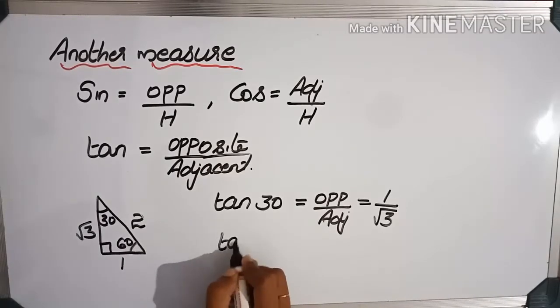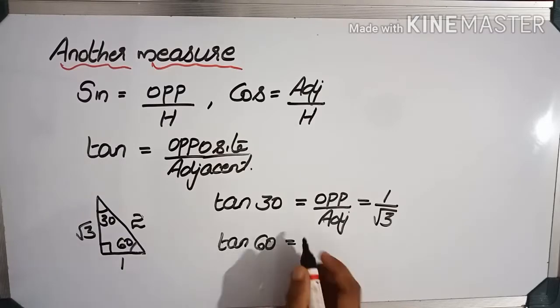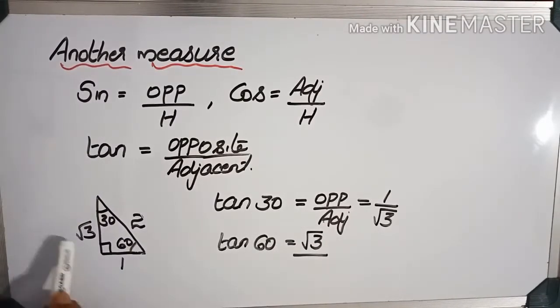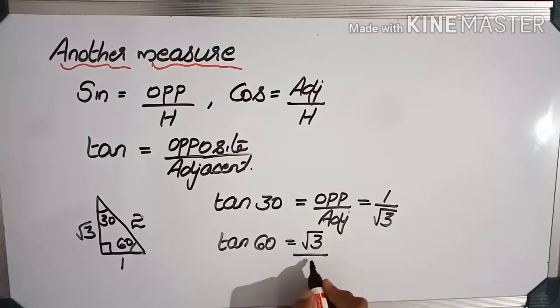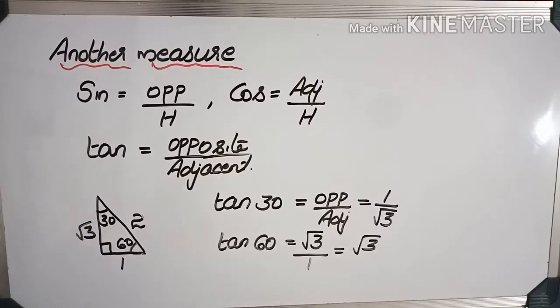Next is tan 60. Tan 60 equals what? Same, opposite by adjacent side of 60 degree angle. 60 degree's opposite is root 3. So opposite side is root 3 by adjacent side. If root 3 is the opposite side, then the adjacent side number is 1. So root 3 by 1. Answer will be root 3. So tan 60 is root 3 and tan 30 is 1 by root 3.